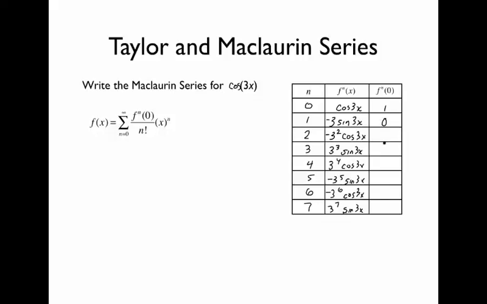0. Okay, and then we're going to get negative 3 squared. Then we're going to get 0. Then we're going to get 3 to the 4th. We're going to get 0. Then we're going to get negative 3 to the 6th. 0.